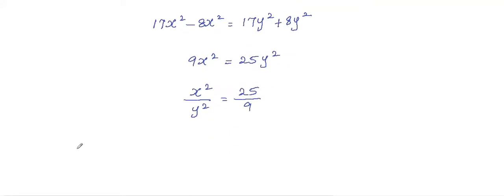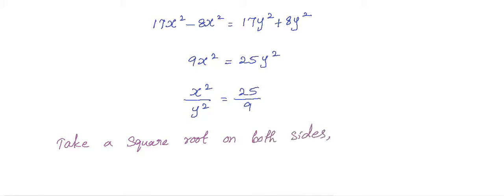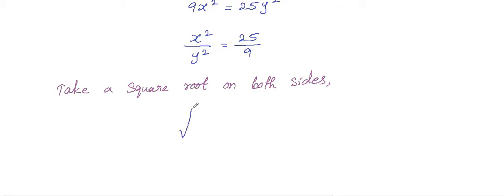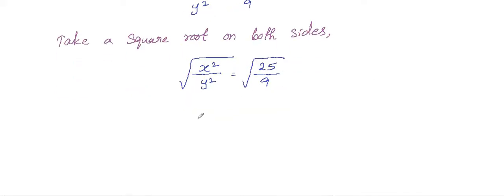Now take a square root on both sides and find the ratio of x to y. If you take a square root on both sides, we will get the square root of x² becomes x, the square root of y² becomes y, the square root of 25 becomes 5, the square root of 9 becomes 3. So finally we'll get x/y equals 5/3, which means the ratio of x to y is 5 to 3.